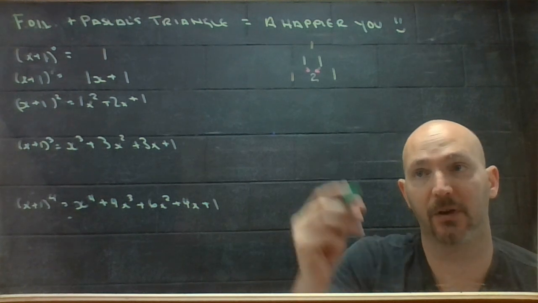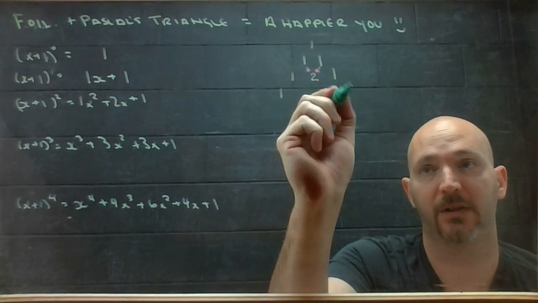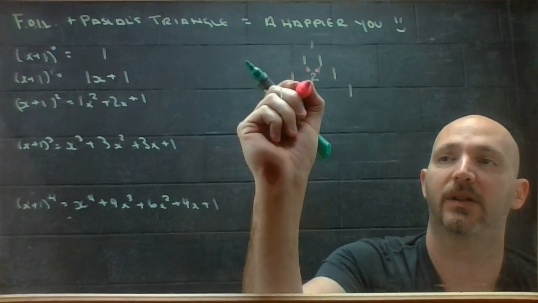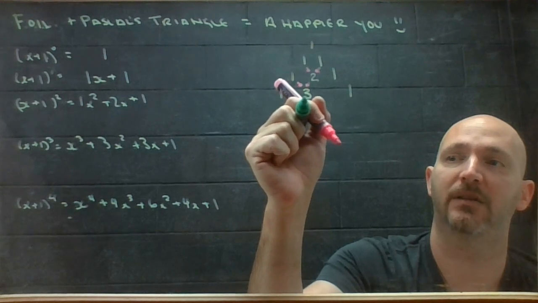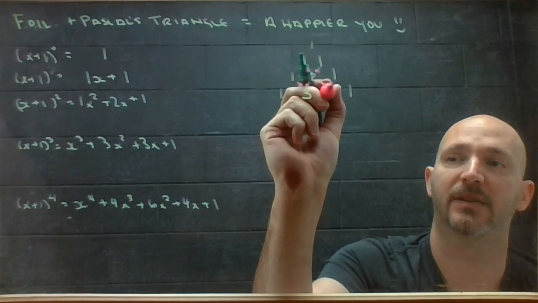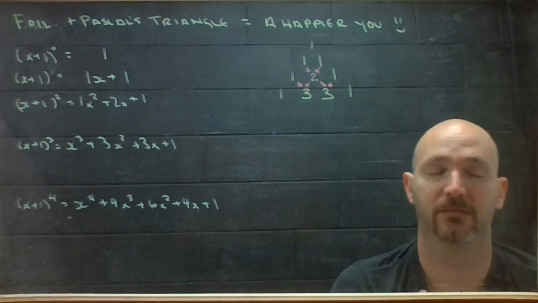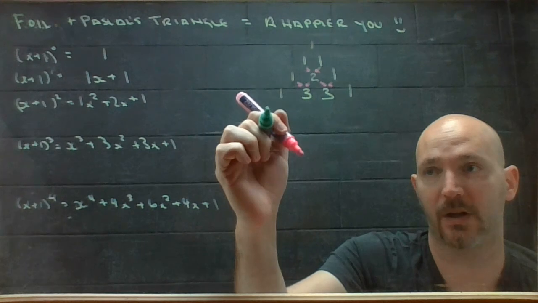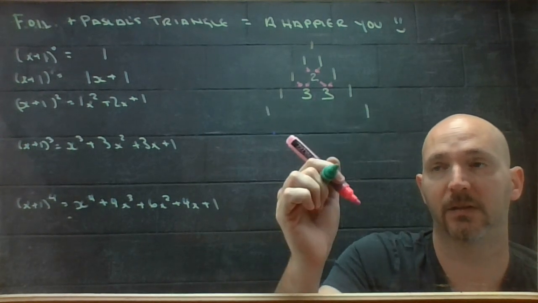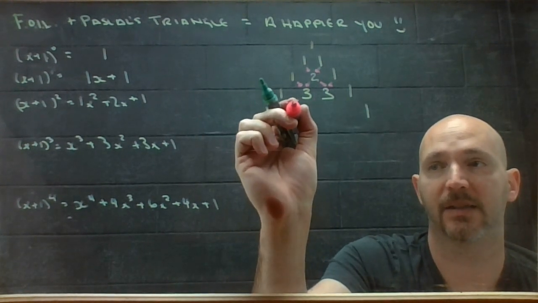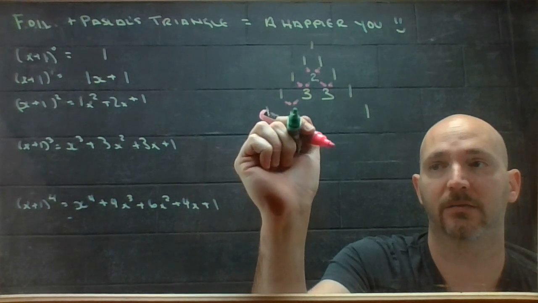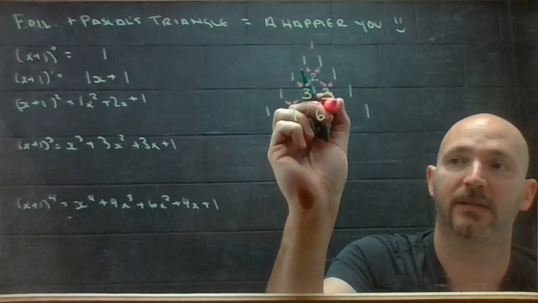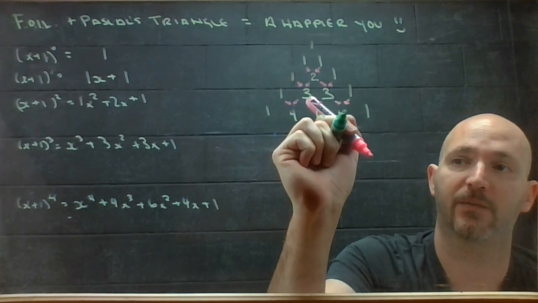Now, if I made another row, start with a 1, end with a 1. This 1 and this 2 would make a 3. This 2 and this 1 would make a 3. And if I were to add another row, start with a 1, end with a 1. This 1 and this 3 make a 4. This 3 and this 3 make a 6. This 3 and this 1 make a 4.